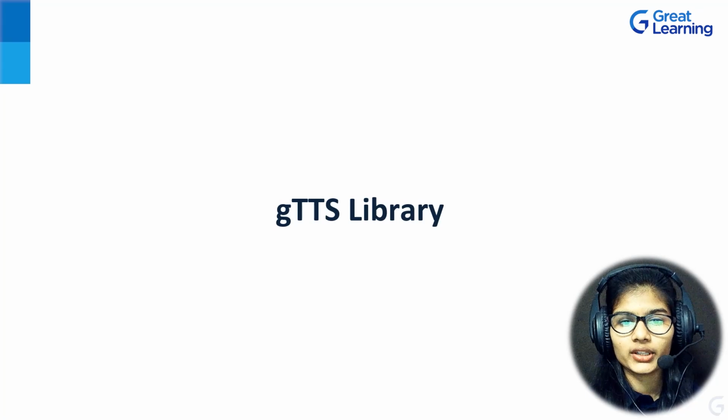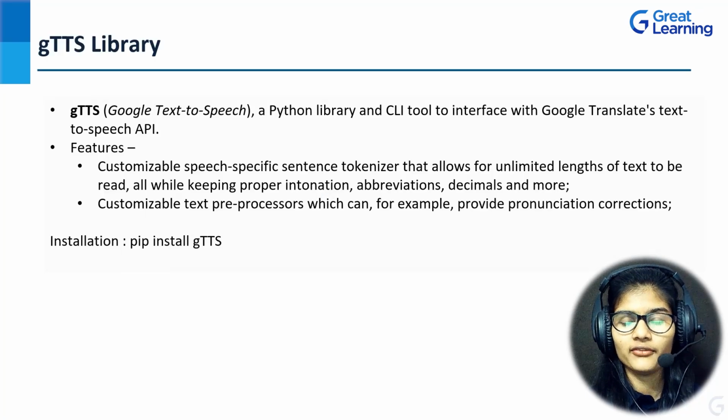We started out with the gTTS library. The full form was Google Text to Speech. This library helps you to translate text to speech with the Google API. The features here: you can use any unlimited length of text to be translated, and it even provides pronunciation corrections. These were the two features.